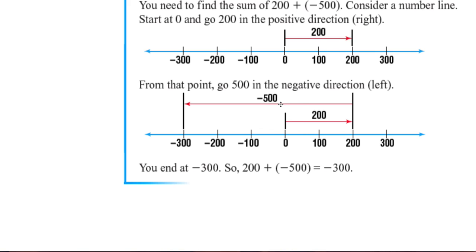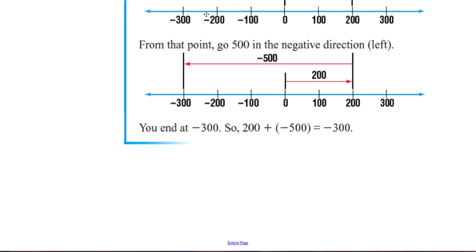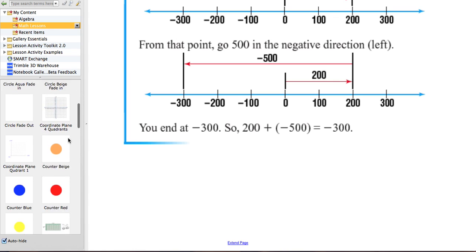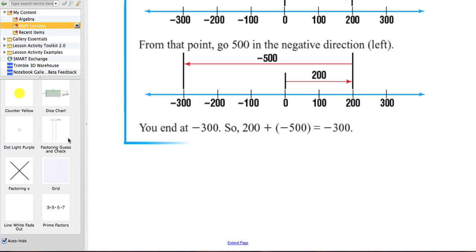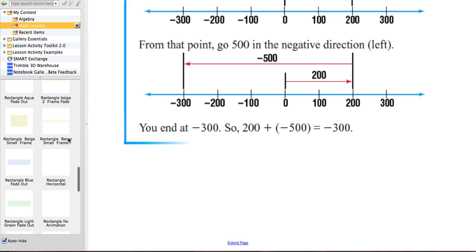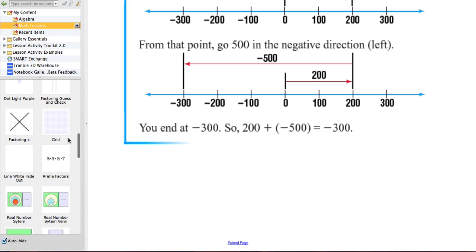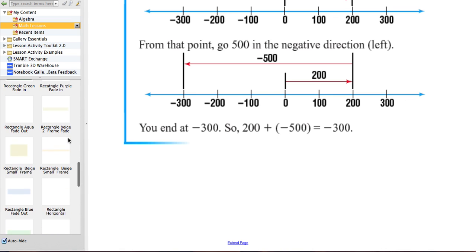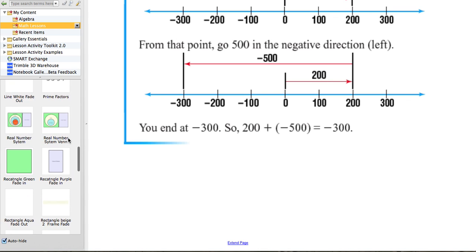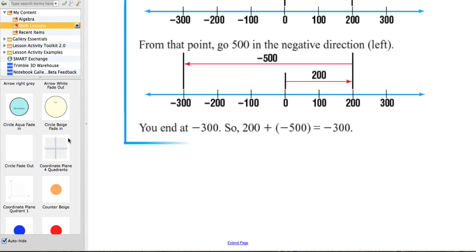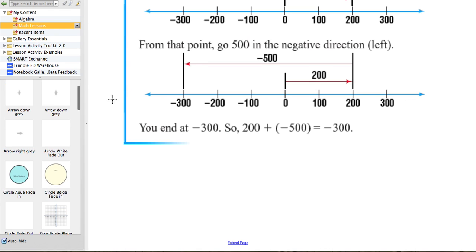I'll give you one more example on this one. Let's make our own number line. I think I have one here. Let me find it. Nope, that means I have to make my own. So let me make my own number line.